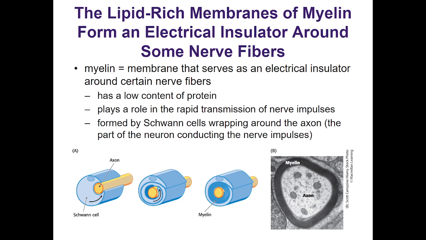What it has is a low content of protein. It'll play a role in the rapid transmission of your nerve impulses. It's formed by Schwann cells wrapped around the axon. Again, that's the part of the neuron that conducts your nerve pulses. This is the axon right here. It's literally little channel connections that are going to release and then cause another release later. And we'll get more into the axons and nerve impulses later, but here's your overall structure.